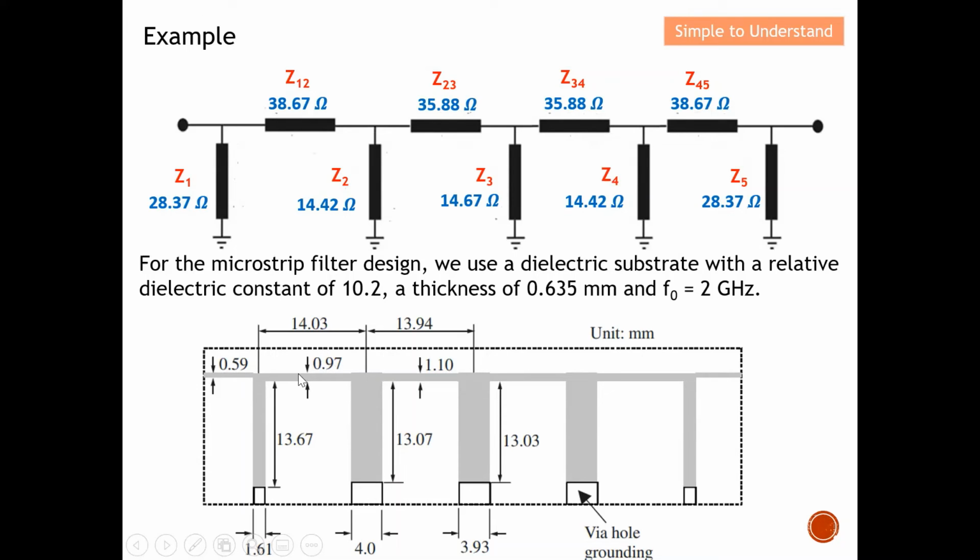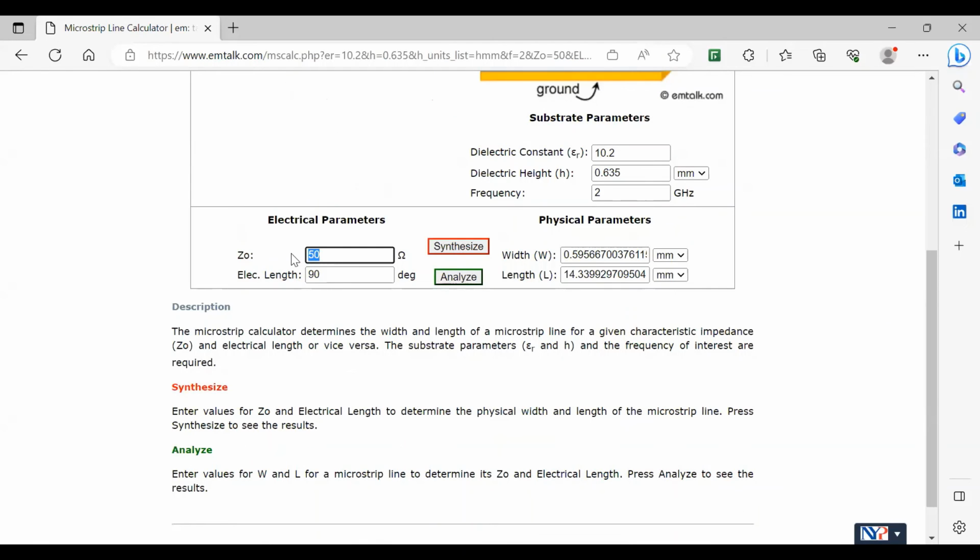Next, I'm going to show you how they obtain this width as 0.97 and the length of this microstrip line as 14.03. Basically, they have this characteristic impedance of 38.67. Remember this number, 38.67, and the length is a quarter wavelength. So again, we just need to switch into the microstrip line calculation here, change the impedance to 38.67, and then click synthesize.